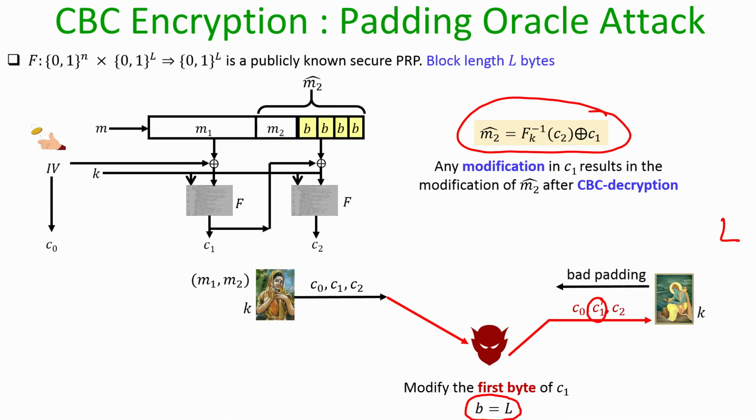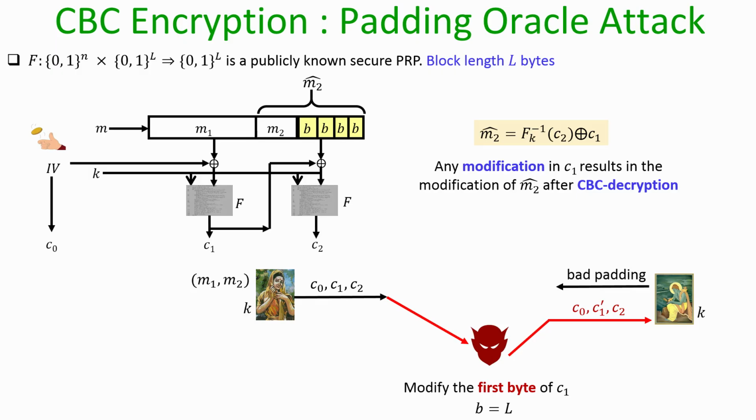That means, if the bad padding error message is coming as a response from the receiver side, then that gives an implication to the adversary about the exact number of bytes which have been padded, and that itself is a breach of security. If the CBC mode of encryption were secure, then even the amount of padding done by the sender should have been hidden from the adversary.